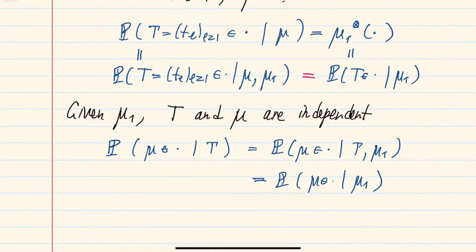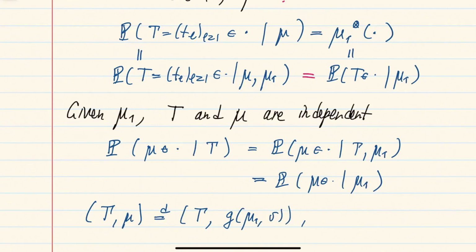So if you want to describe the joint distribution of t and mu, when you take conditional distribution of mu given t, it depends only on t through mu1, so you can encode it by some function of mu1 and some uniform random variable v on 0, 1. Right? In the general case, this function g should depend on t, but we just showed that this conditional distribution depends on t only through mu1, so we can represent it in this form.